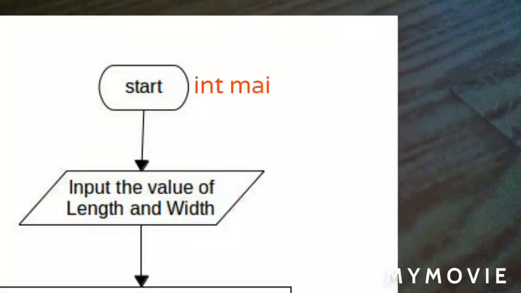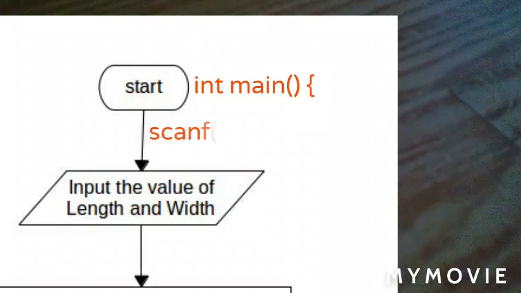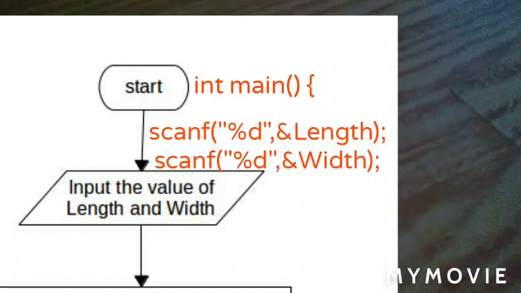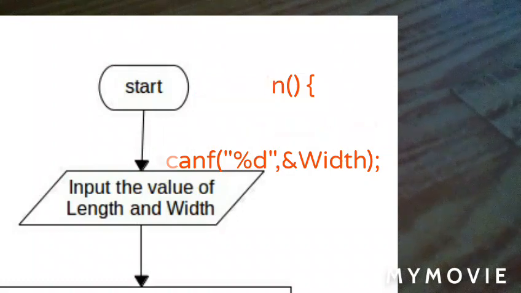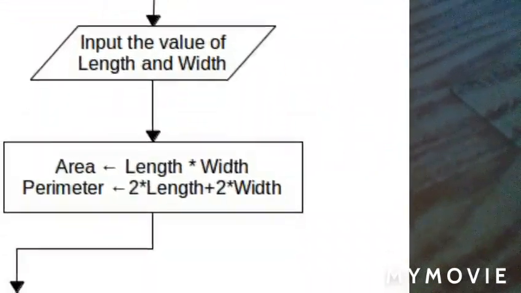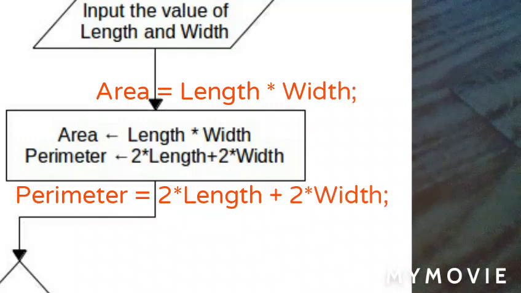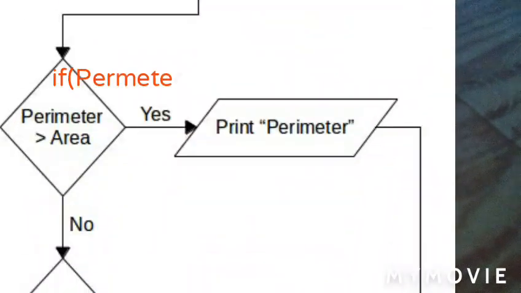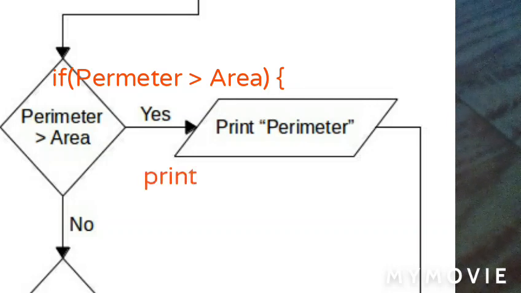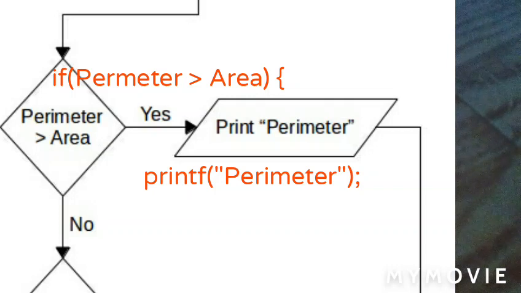So still the same, the start corresponds with the main and open curly braces. The input value of length and width corresponds to scanf. Then the computation of area and perimeter are also the same. Then in the diamond, which is perimeter greater than area, it corresponds to if perimeter is greater than area. If it is a yes, then you print the perimeter and it corresponds to printf.